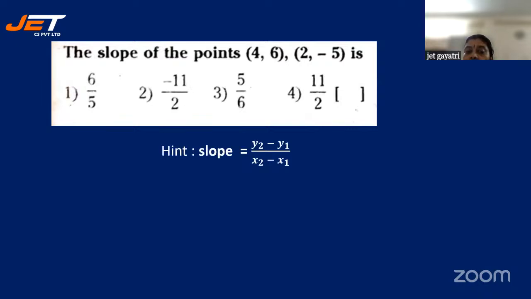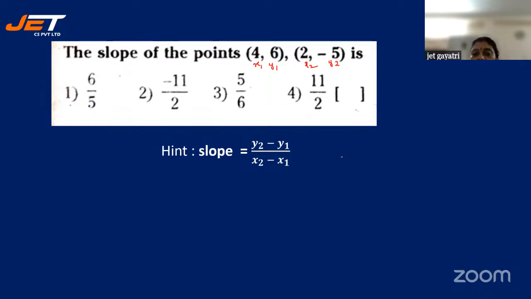The slope of the points 4 comma 6 and 2 comma minus 5 is dash. Right? Yes. So let's work out this. We will take this as x1, this as y1, and this as x2, y2. Okay. So your formula is y2 minus y1 by x2 minus x1, right?